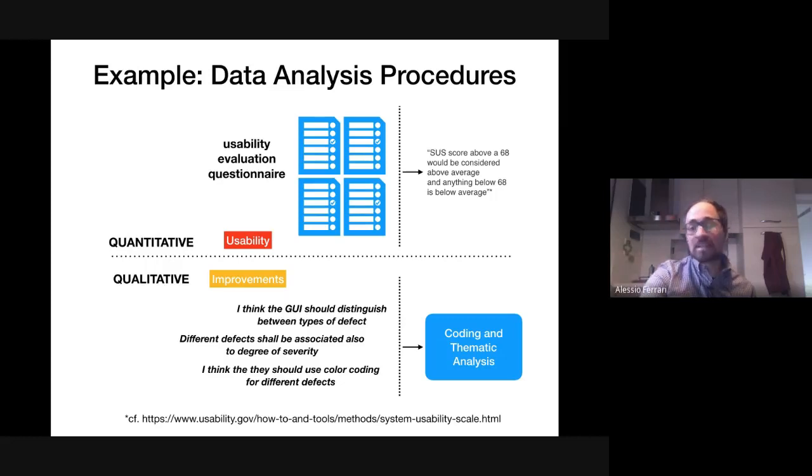Qualitative, I have the list of improvements that came from my focus group. For example, they said that I think the GUI should distinguish between types of defect. Different defects should also be associated to a degree of severity. I think that they should use color coding for different defects. So differentiation seems to be a common theme. But you apply, on all the things that you collected, coding and thematic analysis, as you learned from our lecture on qualitative studies.